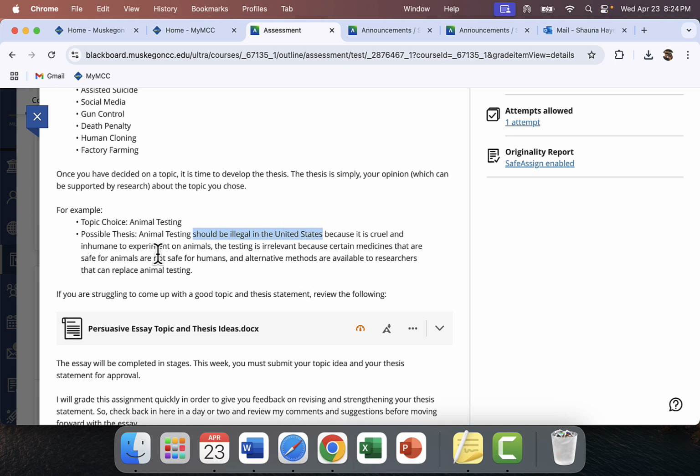So you notice that this thesis statement shapes my entire essay, right? I'm taking a stand on a controversial topic, and I'm already including the reasons, which are going to be those main ideas, that main support for my thesis statement.